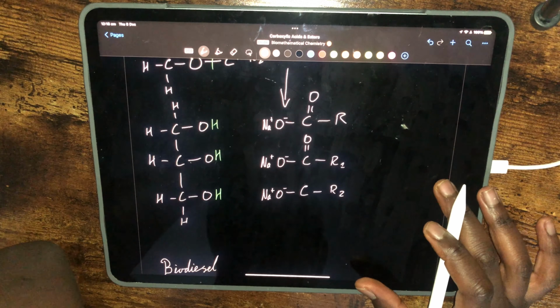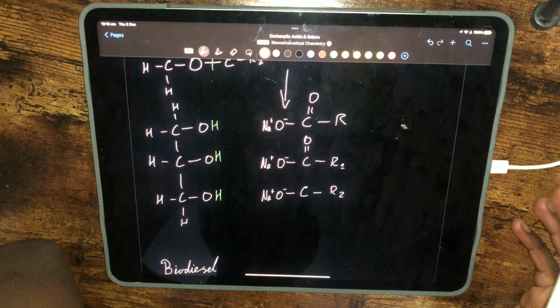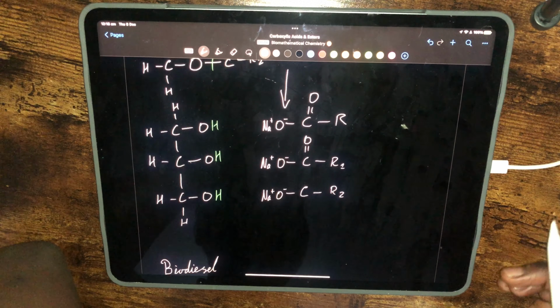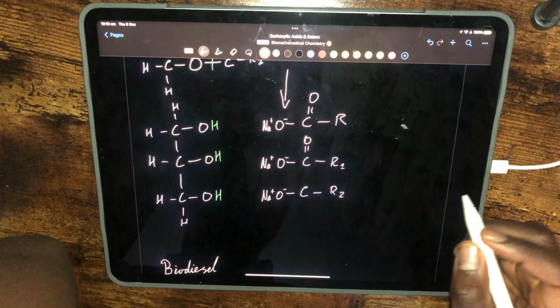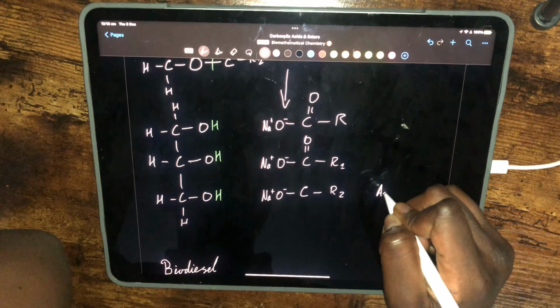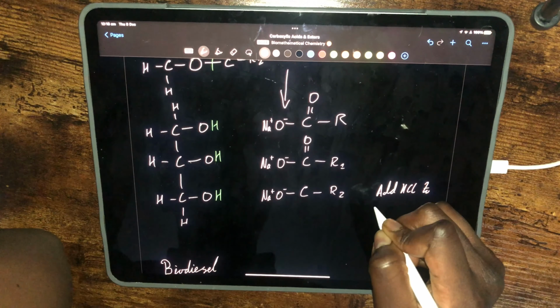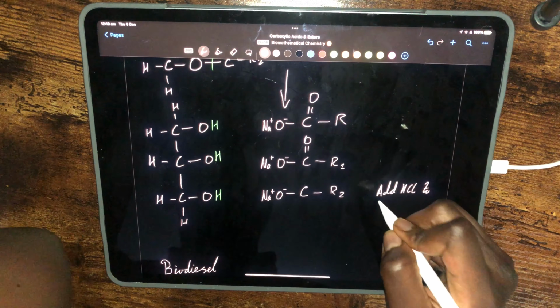That is it. You can also add HCl to this if you wanted to free your actual fatty acid as well.